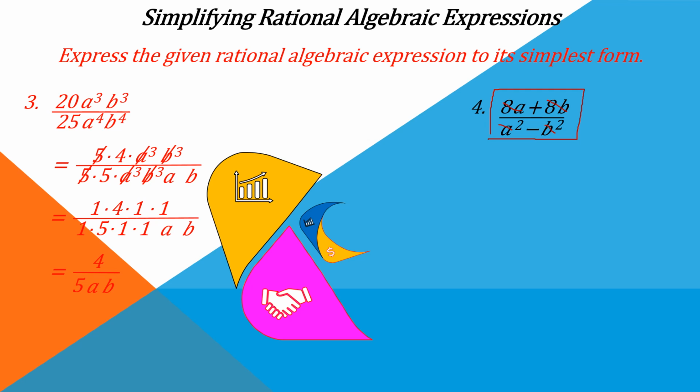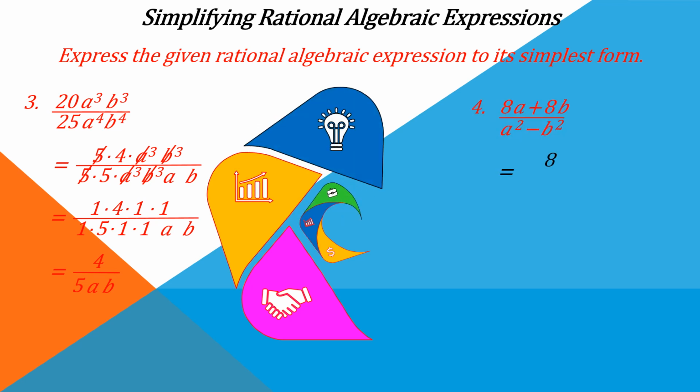So, to factor the numerator, thinking ahead of the factors of the denominator, it should be 8 multiplied by a plus b. And then the factors of a squared minus b squared: factor a squared, which is a multiplied by a, factor b squared, which is b multiplied by b, and since this is negative, the signs of the second terms of the factors should be negative and positive.